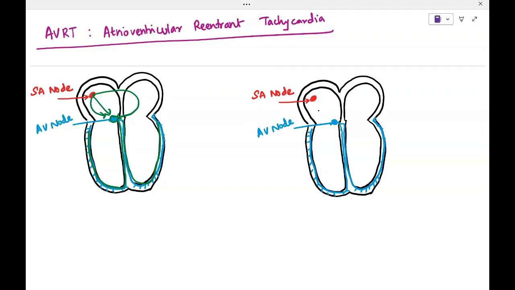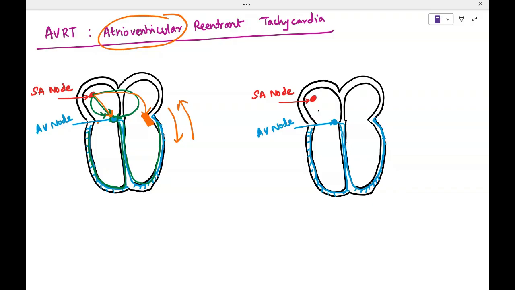Now, in some patients, they have an accessory pathway between the atrium and the ventricles. That is why it is atrioventricular. So it can be anywhere. It can be here, it can be here. So in such people, the impulse goes through the AV node, and it can go through this accessory pathway also. This accessory pathway can conduct the impulse in both the anterograde direction as well as the retrograde direction.